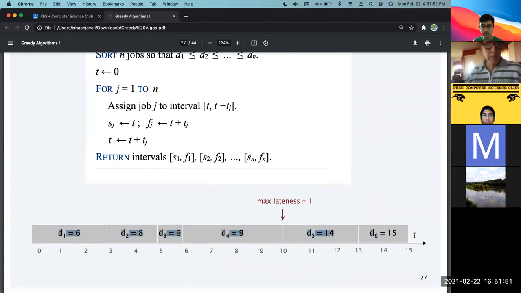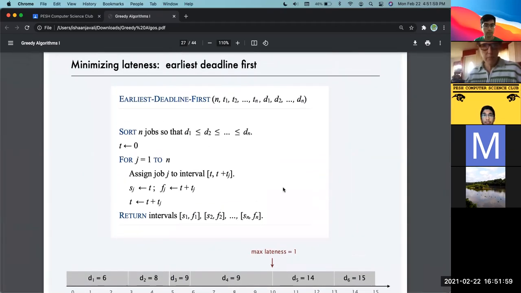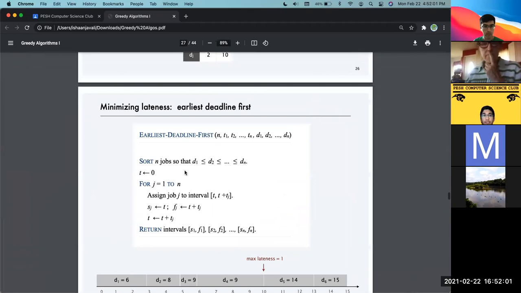And everything else is fine. It finishes before or at the exact time that it's due. And that's why we'd want to do it by earliest deadline. So that's how we'd minimize lateness.